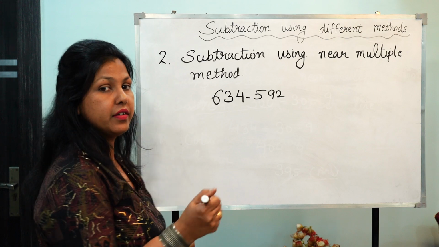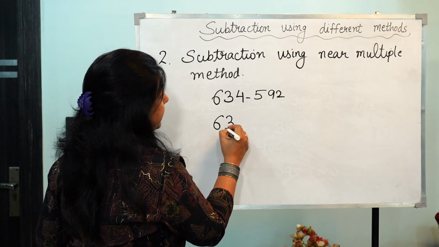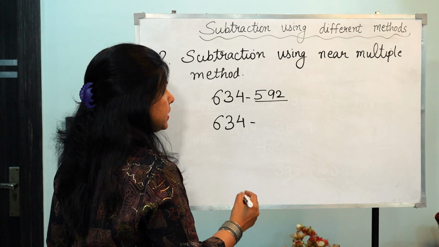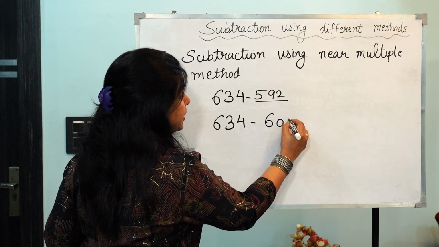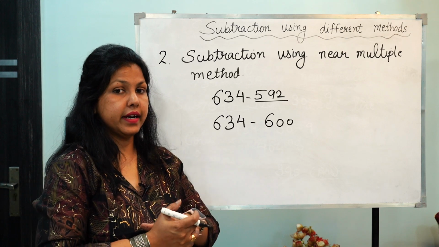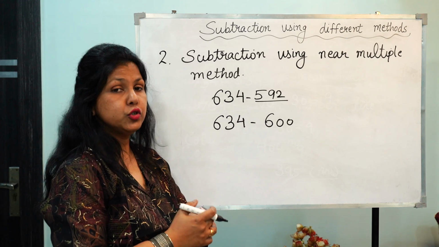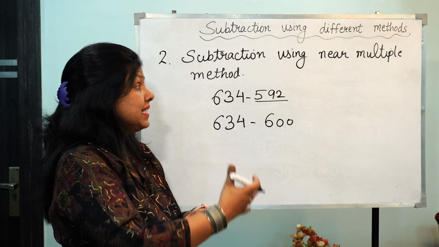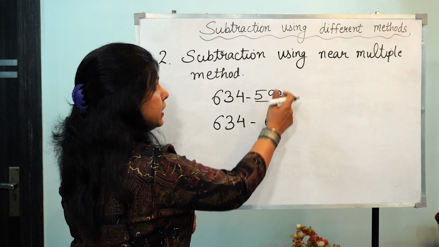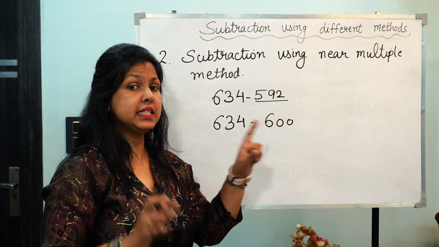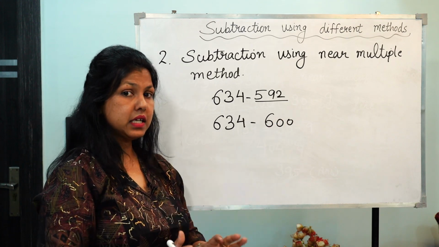634 minus 592. So I am keeping the minuend as it is. 500 is near to 600. So instead of subtracting 592, I am subtracting 600. अब मैंने क्या किया? मुझे 592 सब्ट्रैक्ट करना था, मैंने ज़्यादा सब्ट्रैक्ट कर दिया. कितना ज़्यादा सब्ट्रैक्ट कर दिया? इन दोनों का डिफरेंस क्या है? Yes, the difference of 592 and 600 is 8. अब मैंने 8 ज़्यादा माइनस कर दिया.